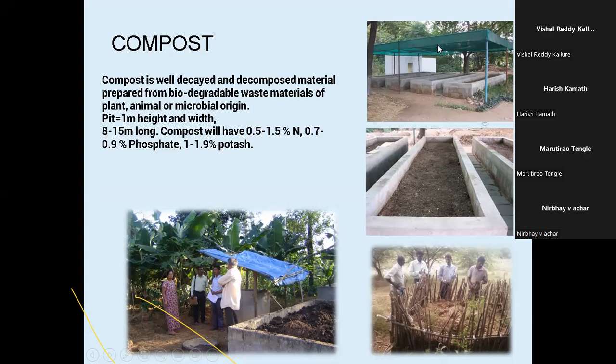They will protect it from sunlight. So they will regulate the soil moisture. They will keep adding water. They will spray water regularly, at least once in 15 days, 2 to 3 times. And also they will turn it 1 or 2 times to regulate the temperature and to maintain the CN ratio.